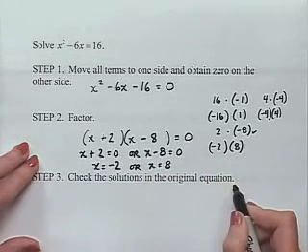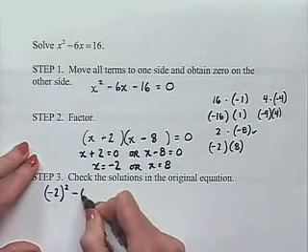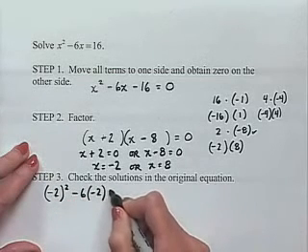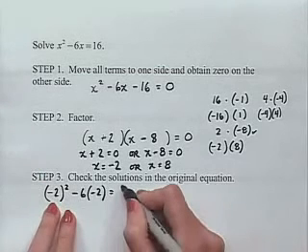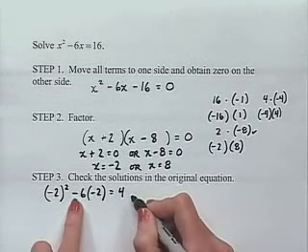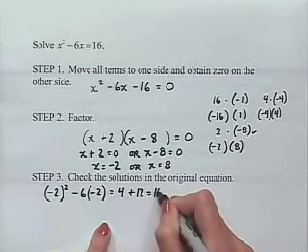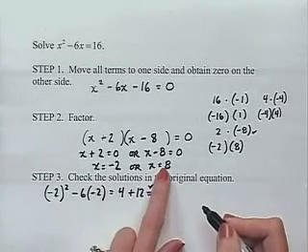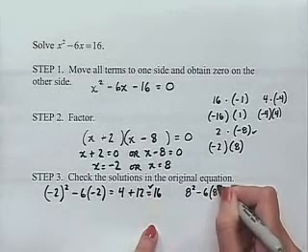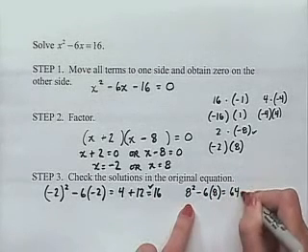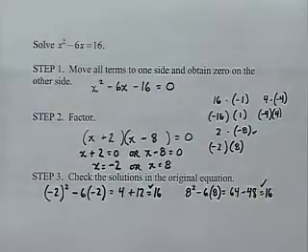Let's check those solutions in the original equation. If we take negative 2 squared minus 6 times negative 2, we're trying to see whether or not we end up with a value of 16. We can square negative 2 to give us 4, and then we're going to multiply negative 6 times negative 2 to give us plus 12, and that does equal 16, so that checks. Let's try the value of 8. We would have 8 squared minus 6 times 8. That's going to be 64 minus 48, and that difference is 16, so that also checks.